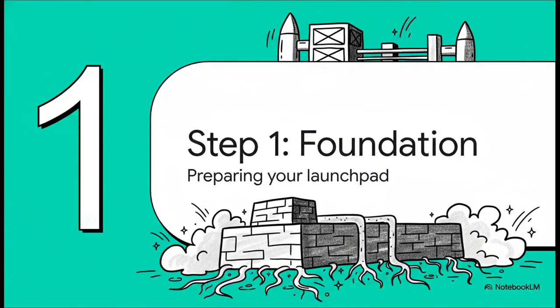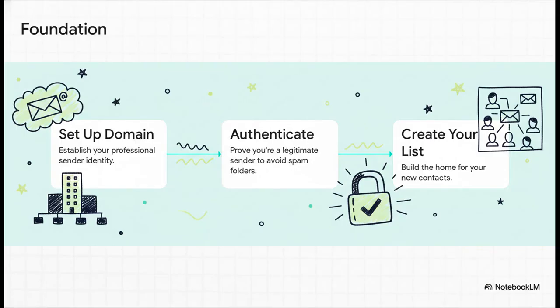All right, let's dive right into step 1, building a solid foundation. You know, every great campaign starts by getting these core pieces right. Think of it as building the launch pad before you can send the rocket. This foundation really has 3 crucial parts. First, you've got to set up a professional email domain. Second, you have to authenticate it to prove you're legit. And third, you create your very first email list. This is going to be the new home for all your contacts.